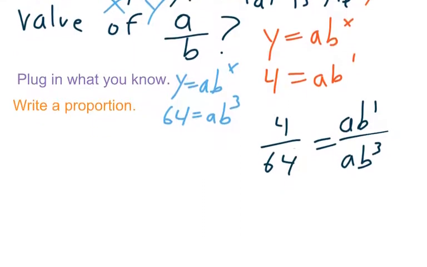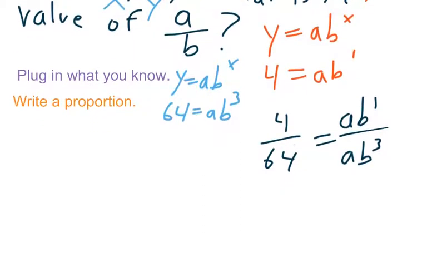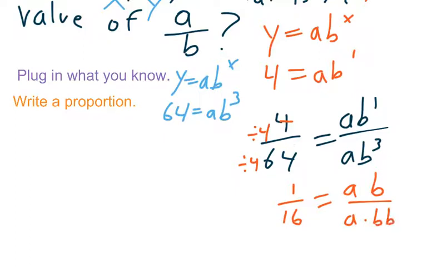And then solving that proportion, I know 4 over 64, I could divide them both by 4 to make this a little simpler. And that would be 1 over 16. And then here I know my exponent rules, so that's really a times b times b times b. So the b's are going to cancel, the a's are going to cancel. So really, this just becomes 1/16 equals 1, because there's nothing on top, over b squared.